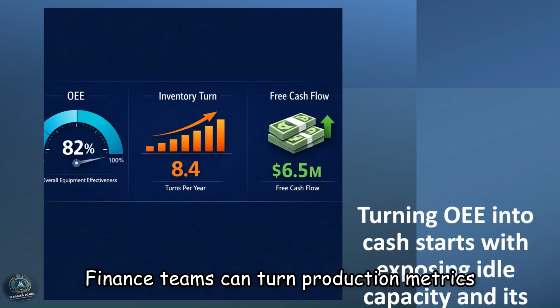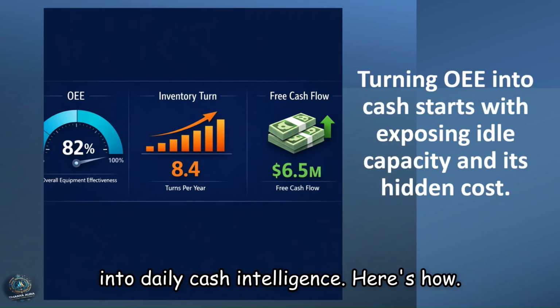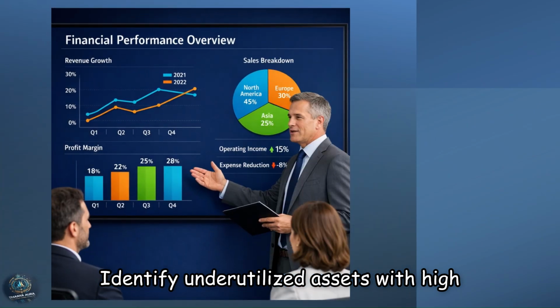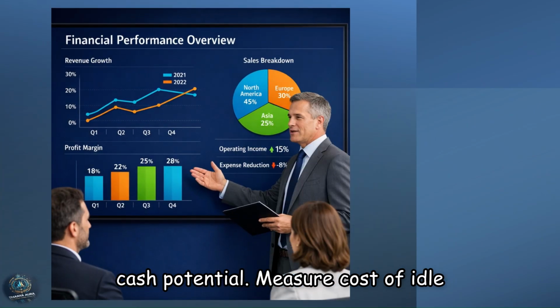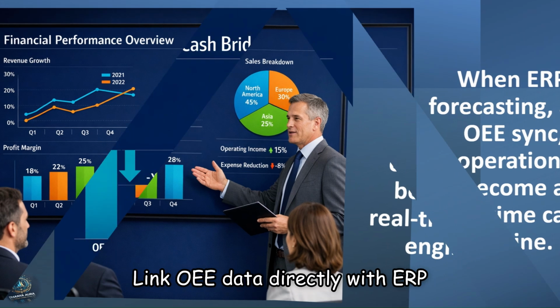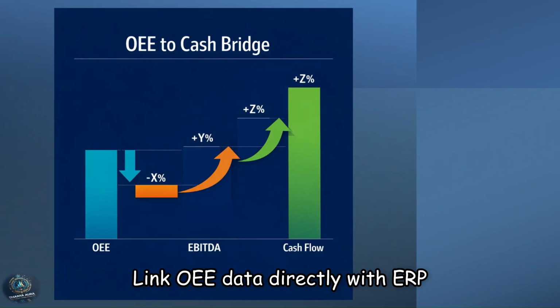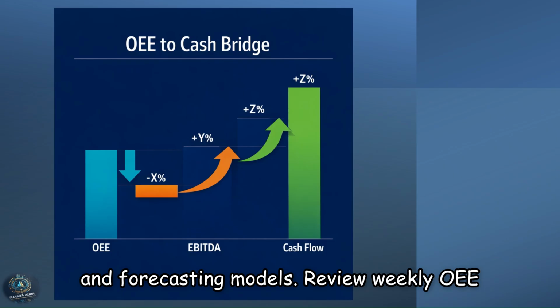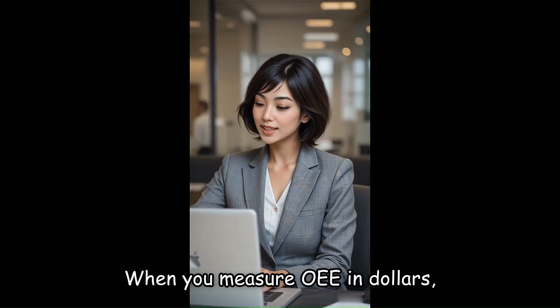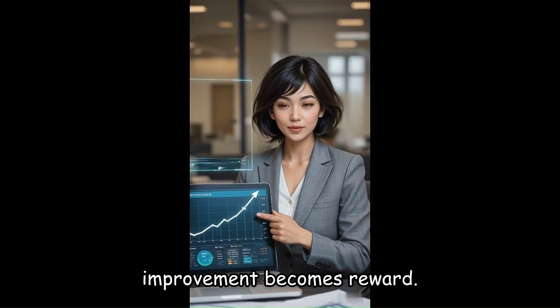Finance teams can turn production metrics into daily cash intelligence. Here's how. Identify underutilized assets with high cash potential. Measure cost of idle capacity, the silent killer of ROI. Link OEE data directly with ERP and forecasting models. Review weekly OEE-to-Cash flash reports. When you measure OEE in dollars, improvement becomes reward.